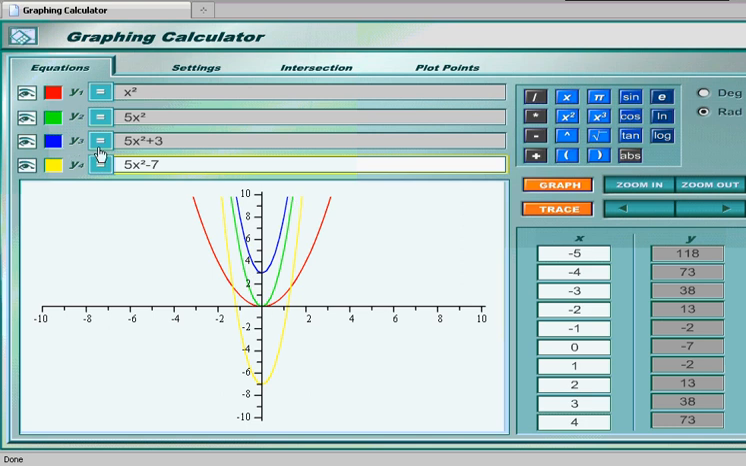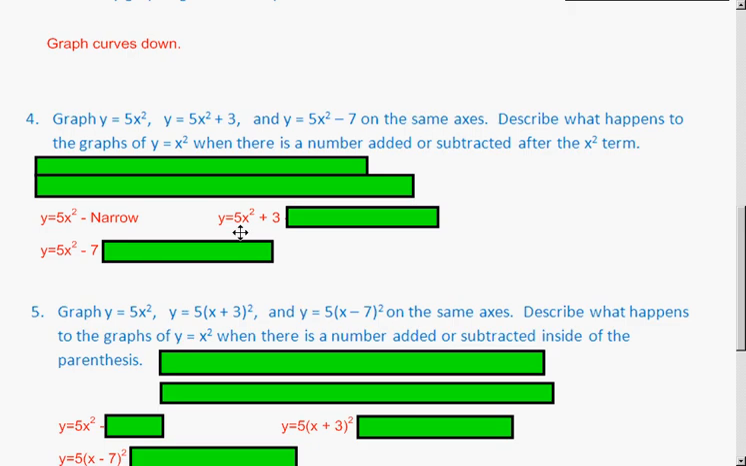Now our blue graph, this is when we added 3. It looks like it slid up 3 units on our y-axis. When we subtracted 7, it slid down 7 units on our y-axis. So when you add to x squared or subtract to x squared, your graph is going to translate up or down. So back over here, y equals 5x squared plus 3.